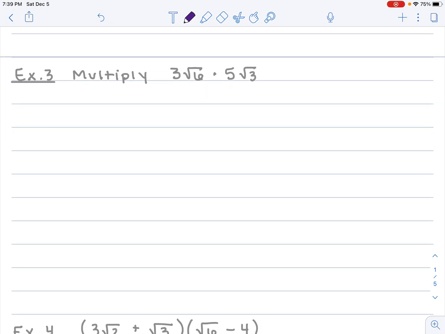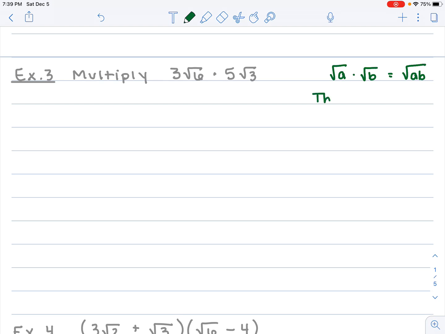Example 3, we're going to be multiplying now. We've got 3 radical 6 times 5 radical 3. We have something that we need to remember here. Radical A times radical B, where they're not the same numbers under those radicals, is like doing radical A times B. You can actually multiply those numbers and get a new number there.